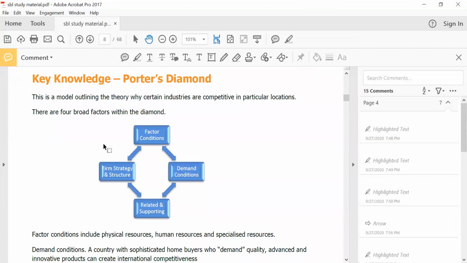Then we come to the next item, which is still in chapter 2, that is Porter's diamond. Michael Porter is really a strategic guy, and I like him based on how he develops his strategies. If you want to obtain a competitive advantage in the outside world, you can look at his issues according to his five forces. You can also look at them according to Porter's diamond. This is a model outlining the theory of why certain industries are competitive in particular locations.